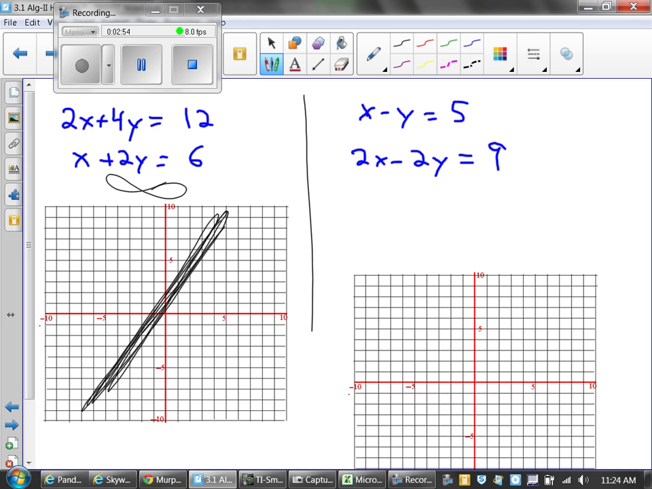If it winds up being the same line, it's an infinite number of solutions because they're coincident with one another. They have all points in common. So in this case here, you get to draw the good old-fashioned hyperbolic paraboloid of Pringle.